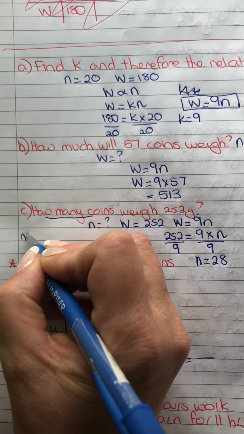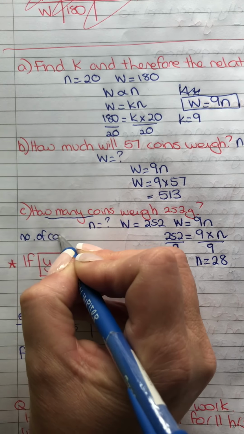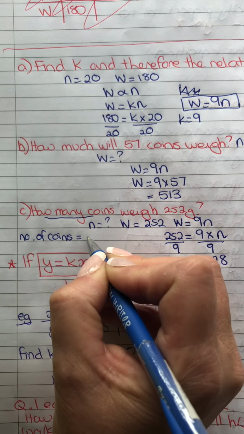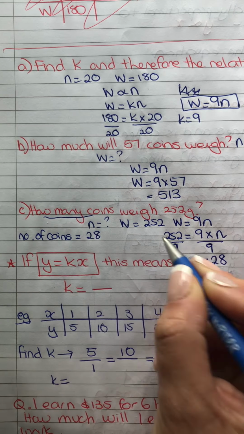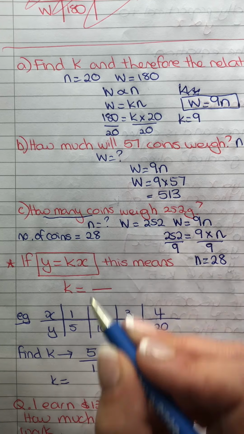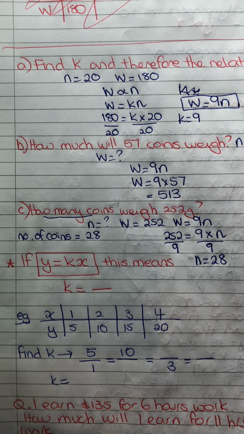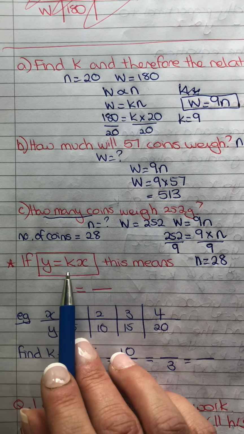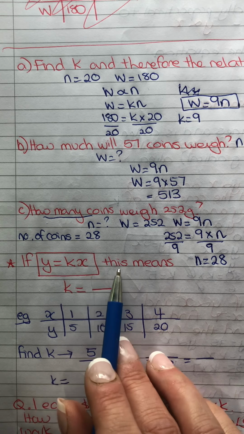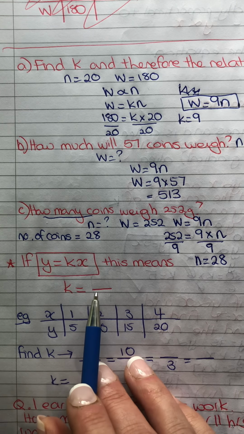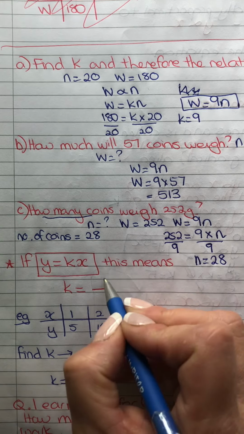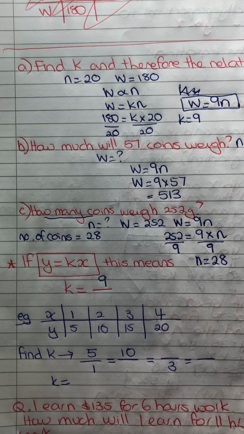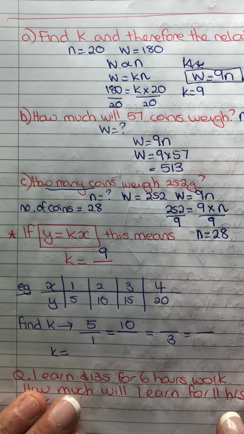So it's number of coins. Hopefully you all got it on your calculators, is 28. When it's weighing 252, the number of coins that it will take will be 28. If y equals kx, this means k is equal to 9. I don't know why I wrote that down. It's just a little bit of extra information.